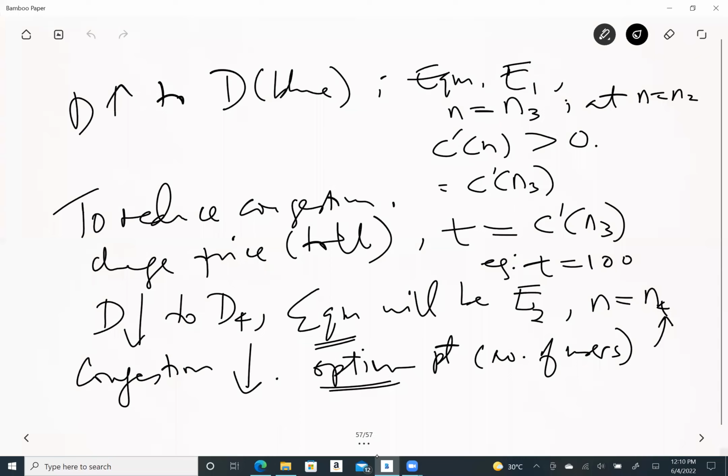So that is a problem with congestion. It is optimum to charge toll. Now we have another type of public good, which is what?